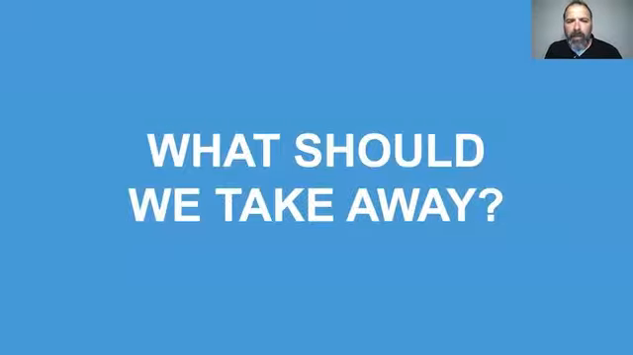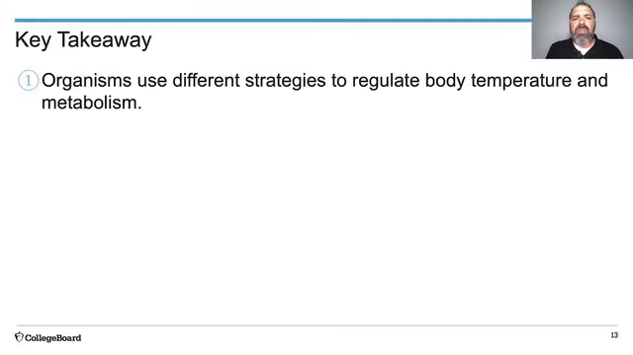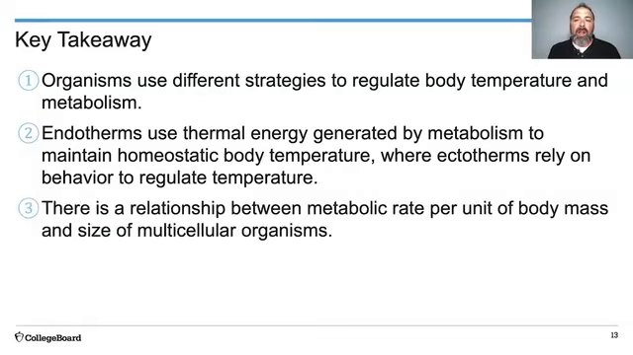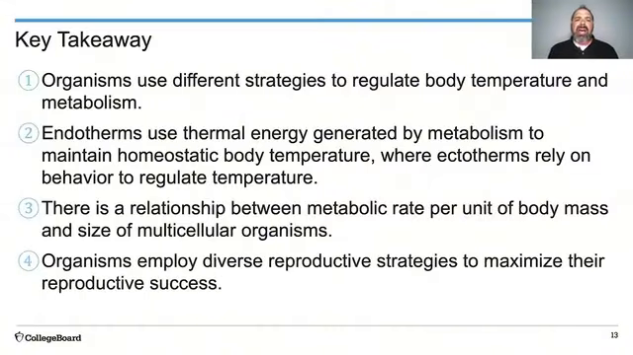So what should we take away from all this? 1, organisms use different strategies to regulate body temperature and metabolism, right? Think about the elephant and its ears. 2, endotherms use thermal energy generated by metabolism to maintain a homeostatic body temperature, whereas ectotherms rely on behavior to regulate temperature. Endo, inside; ecto, outside. 3, there is a relationship between metabolic rate per unit body mass and the size of multicellular organisms. Again, smaller organisms tend to have higher metabolic rates. And last, organisms employ diverse reproductive strategies to maximize reproductive success. At times, if there's not enough energy, they're not going to reproduce.